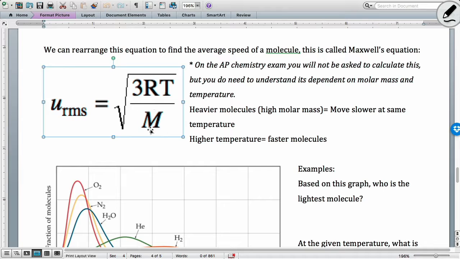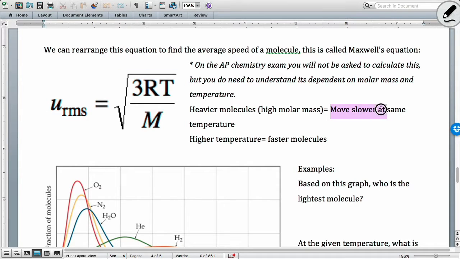So molecules that have a high molar mass versus molecules with a low molar mass, the ones with high molar mass are going to be moving slower at the same temperature, versus smaller molecules, which can move faster at that temperature. And if you raise the temperature, they're going to go faster. More energy, faster molecules.